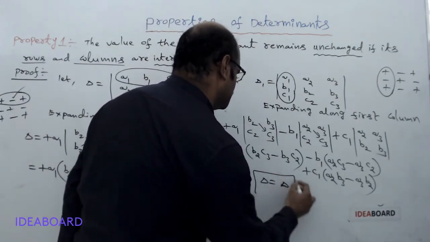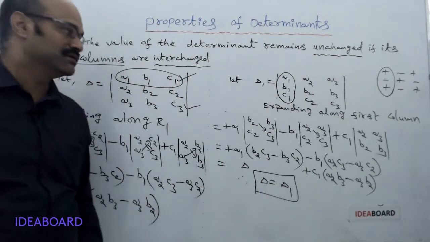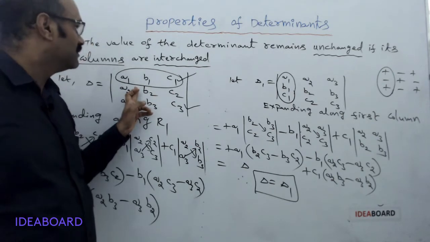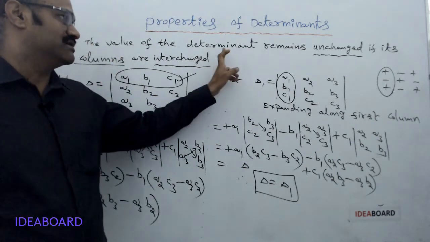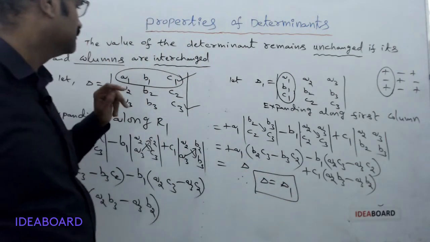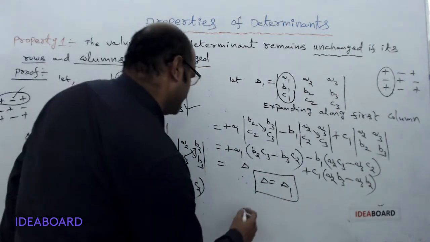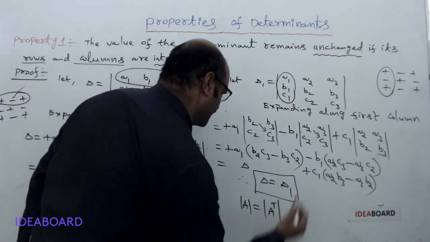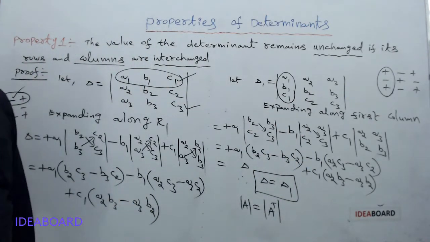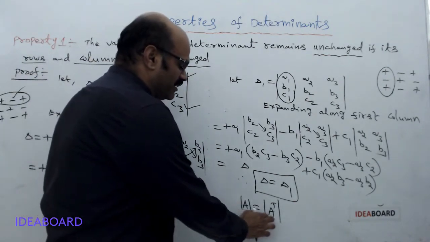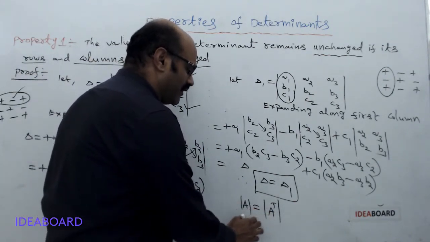Whenever we interchange the rows and columns in any determinant, the value will not change. The value will be the same. The same thing we can say: determinant of A is always equal to determinant of A transpose. So whenever you have det A equal to 5, then the determinant of A transpose is also equal to 5 only.